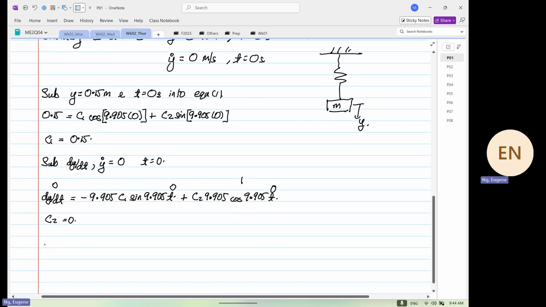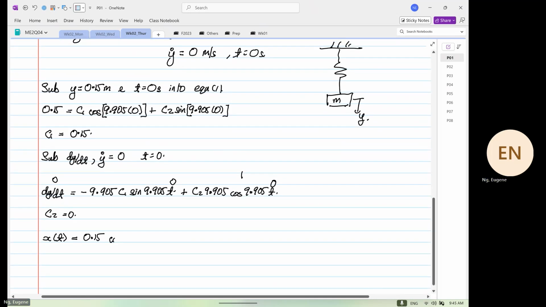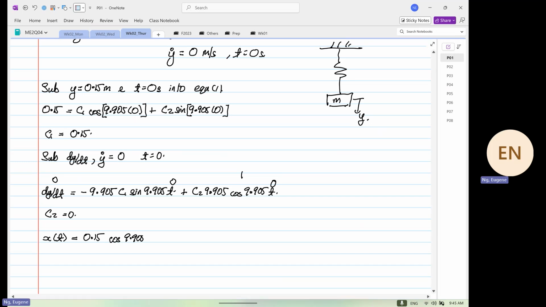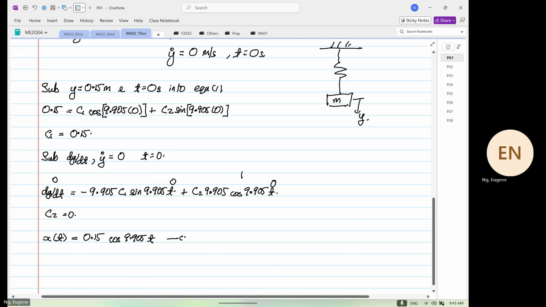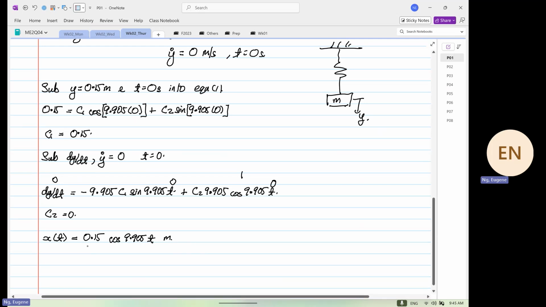So from here, our particular equation will be equal to 0.15, that's our C1, and cos 9.905 t. Okay, so this is our answer, and this is in meters. And I'd like to emphasize again, students tend to make a lot of mistakes over here. When you calculate this, make sure your calculator function is in radians.